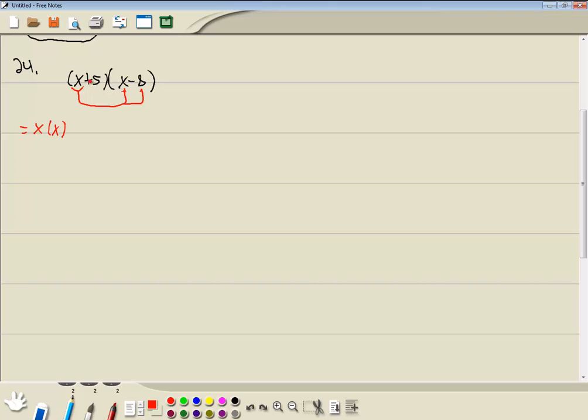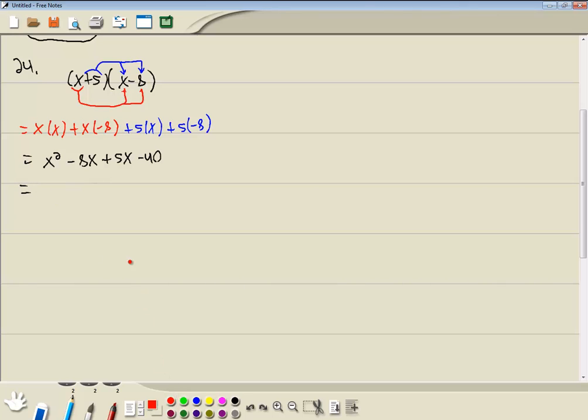X times x, the first. X times negative 8, the outer. Now I'm going to take the 5 and I'll multiply it times the x over here, and I'll multiply it times the negative 8. And so we're going to have 5 times x, the inners, and we'll take 5 times negative 8, the last. So I make it sound like it's something brand new, but this is the same thing we've been doing. So x times x is x squared. X times negative 8 is negative 8x. 5 times x is 5x. And 5 times negative 8 is negative 40.